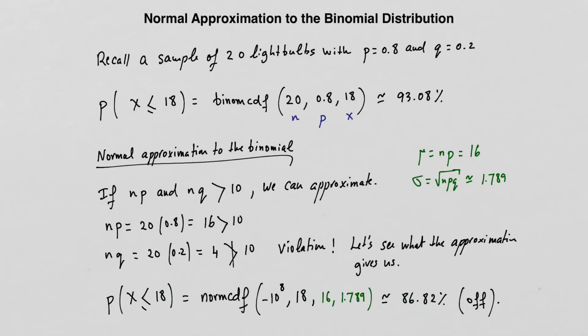Well, let's test. What's NP? NP is 20 times 0.8, which is 16. That's more than 10. Good, checked. Let's check NQ. NQ is 20 times 0.2, which is just 4. It's not more than 10. So of the two conditions, one of them was violated. Therefore, we're not supposed to approximate the binomial with a normal distribution.